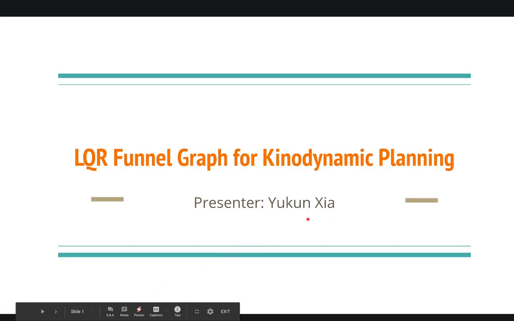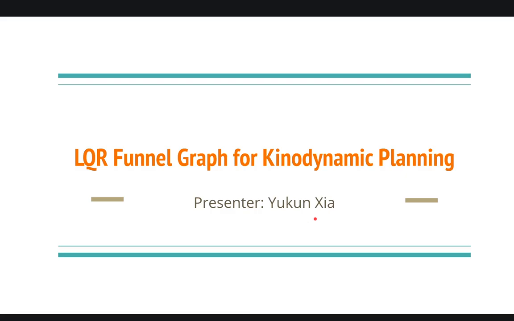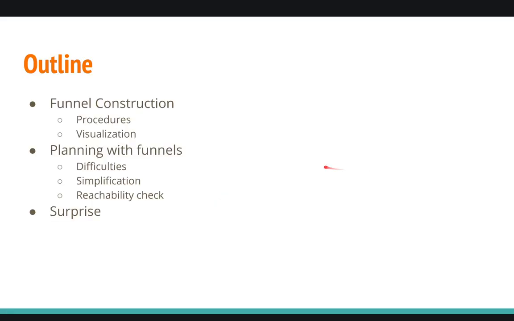In this project, I implemented the feedback motion planning idea on the pendulum. Based on that, I created a graph of funnels, which could be potentially useful for kinodynamic planning. There are mainly two parts of my project. One is to construct funnels, and the next is to plan with these funnels, and also one surprise here.